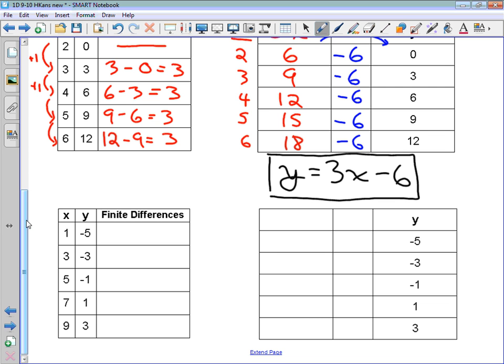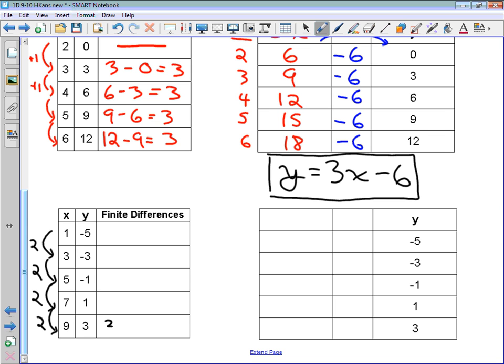Last one right here. This one is trickier. This is probably the hardest one we're going to ask you to do here. Our first step is we check our x values. Do they go up by the same amount each time? No, they don't. They're going up by 2 each time. So there's an extra step that we're going to have to do here every time. Let's go ahead and calculate our finite differences.